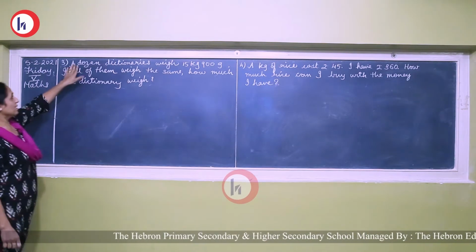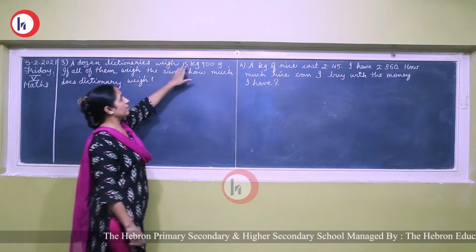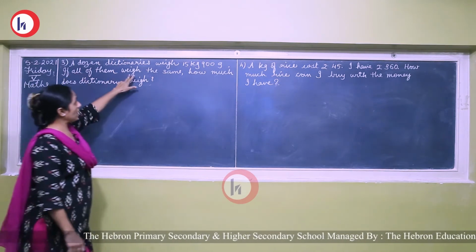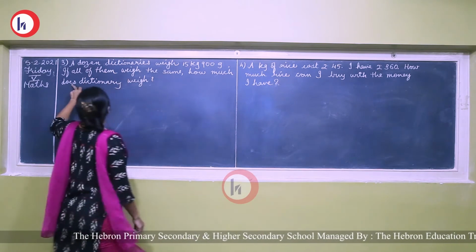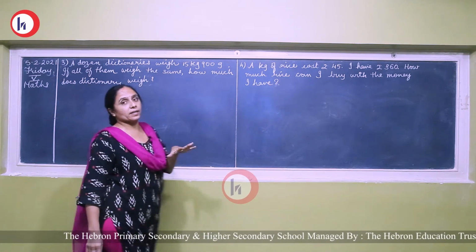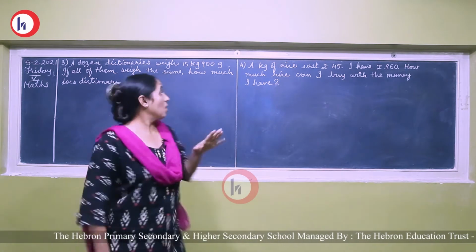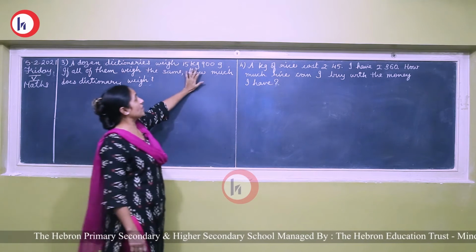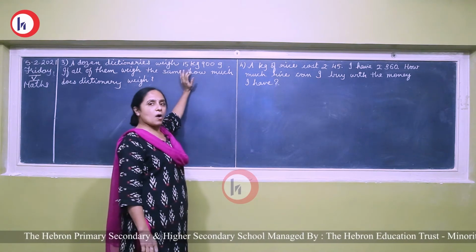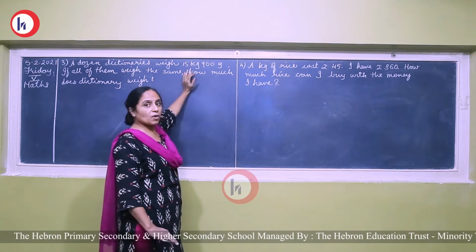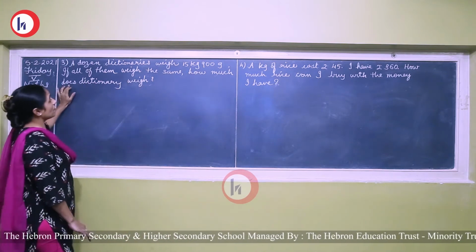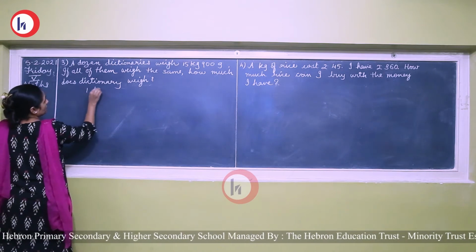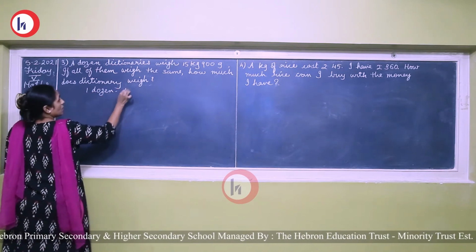Okay. Number 3. A dozen dictionaries weigh 15 kilogram 900 gram. If all of them weigh the same, how much does one dictionary weigh? Look at here. Here dozen means 12 pieces. If all 12 pieces of dictionary weigh 15 kilogram 900 gram, and all dictionaries weigh the same, then what is the weight of one dictionary? 1 dozen is equal to 12 pieces.